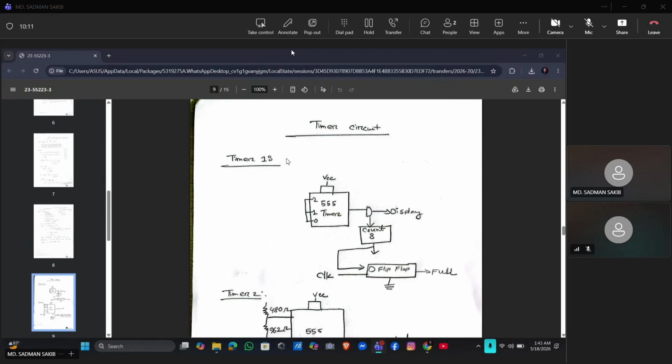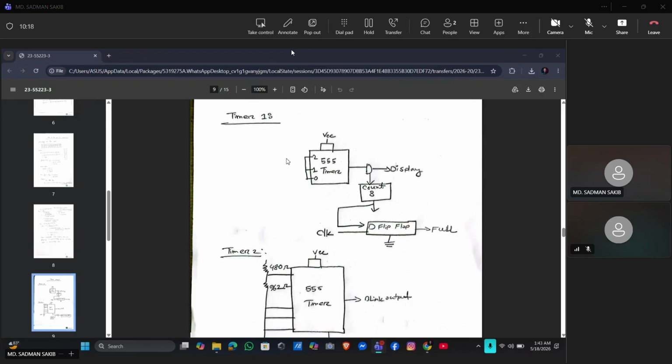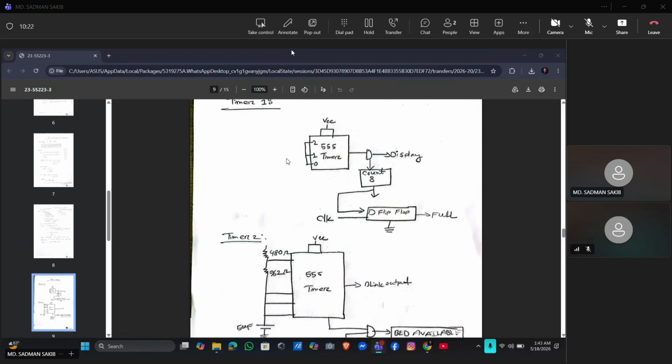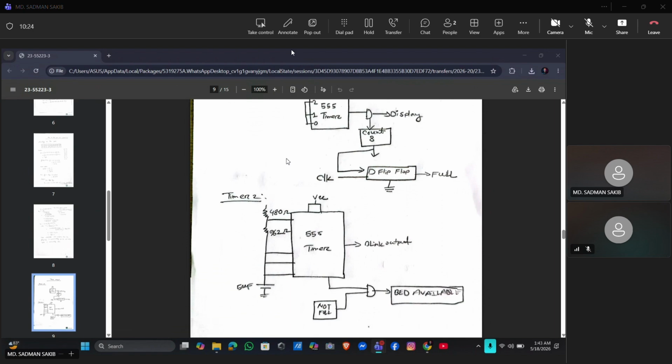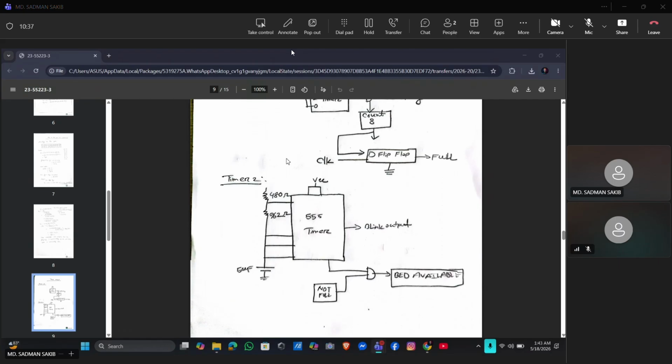The page shows the 555 timer circuit. Two timers are used. One controls display timing, another generates blinking outputs. A D flip-flop is used to indicate full condition. If the ICU is not full, the blinking signal displays beds available.